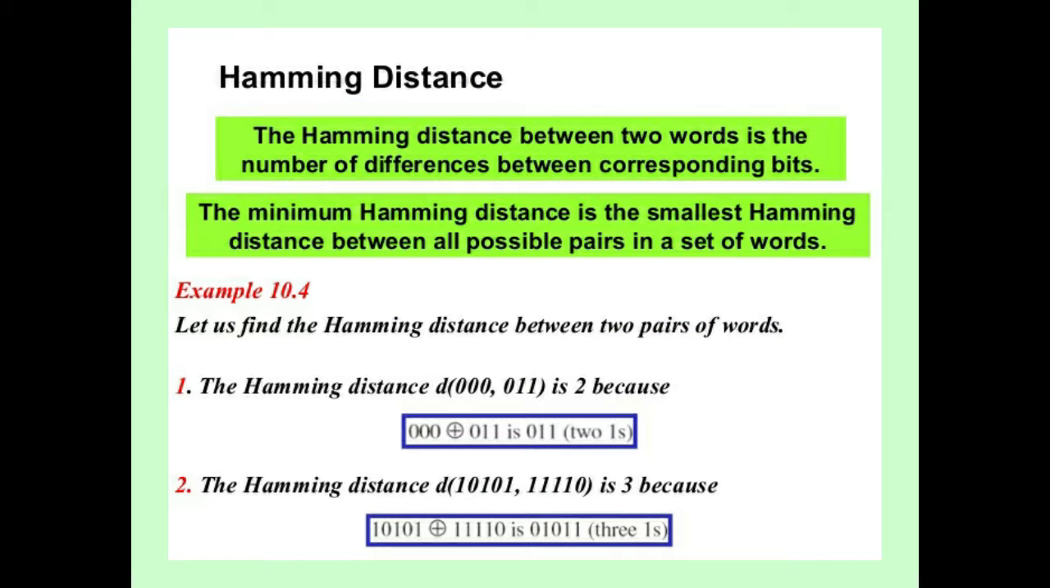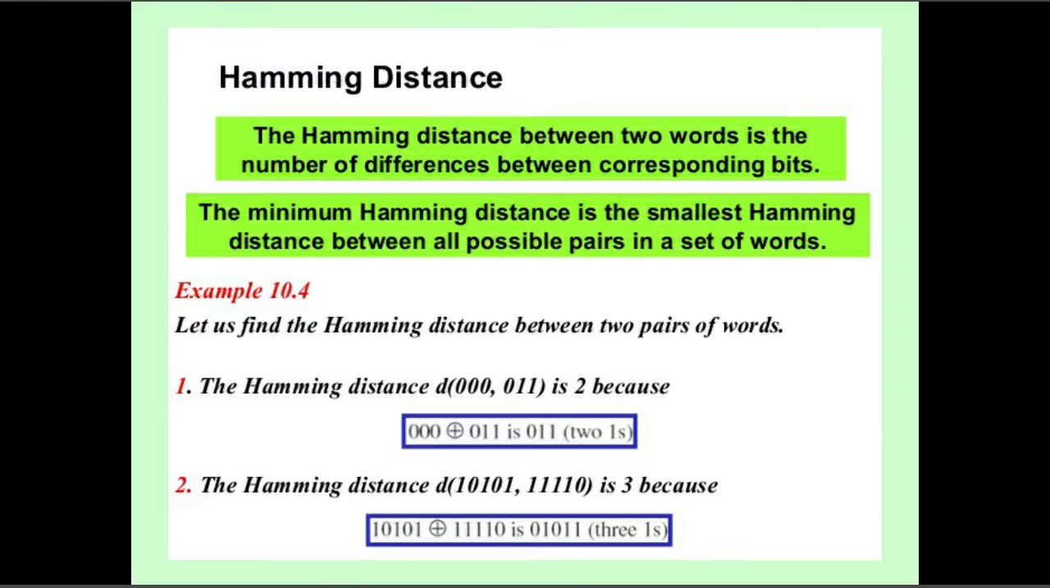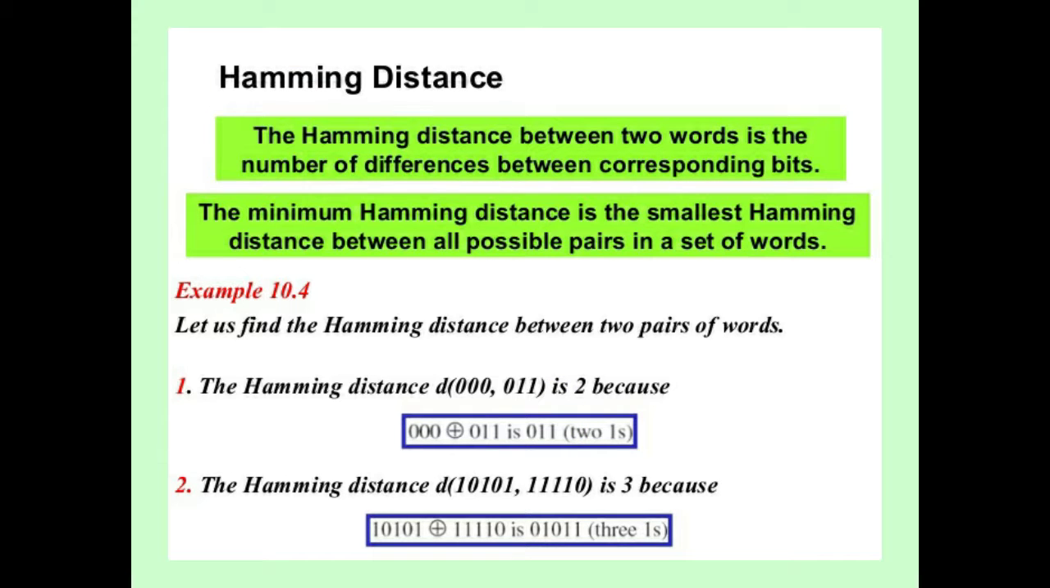Now, the Hamming distance between two words is the number of differences between corresponding bits. The minimum Hamming distance is the smallest Hamming distance between all possible pairs in a set of words. It is very simple to calculate. Let us find the Hamming distance between two words: 000 and 011. Now, what do you do? Operate on the corresponding bits. 0, 0, result will be 0. 0, 1, result will be 1. 0, 1, result will be 1. So, what is the result? 0, 1, 1. So the Hamming distance is 2 because there are two 1 bits here.